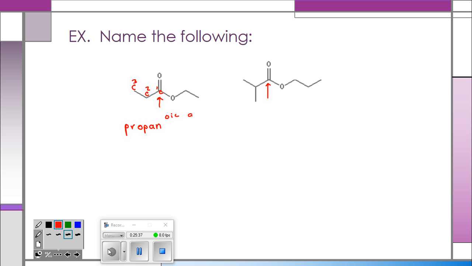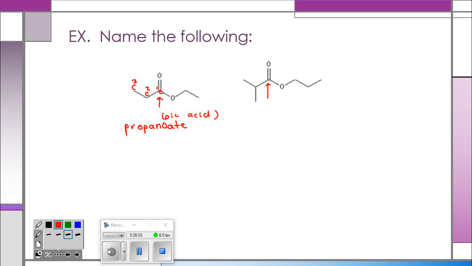Now, I know that I'm going to remove the oic acid and change it. So I'm just writing it above so that you can see that's what I did. I figured that must have been propanoic acid. So instead of oic acid, I change it to propanoate.